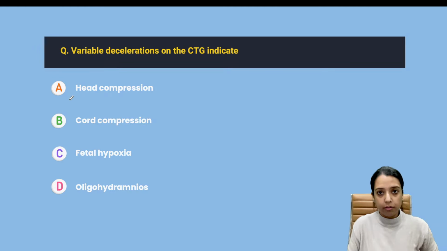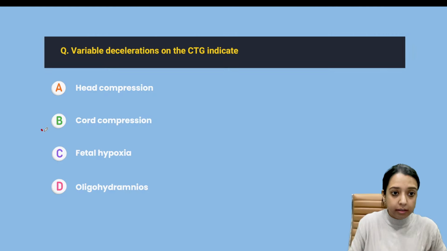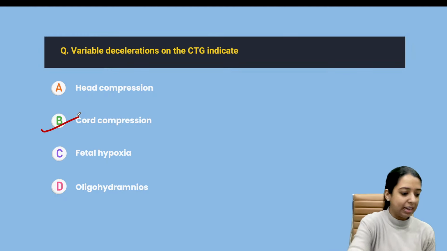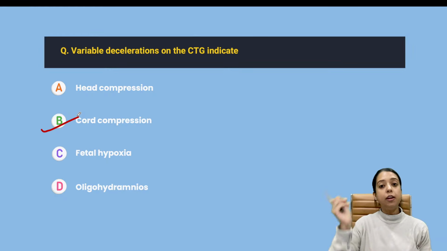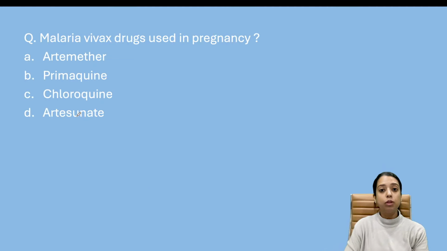Variable deceleration. Where do we see variable deceleration? This is a last year question. Variable deceleration is seen in cord compression. Very important, since the last 2 years the questions are being asked on the type of deceleration and where you see that. Now last year there was a question on malaria in pregnancy.